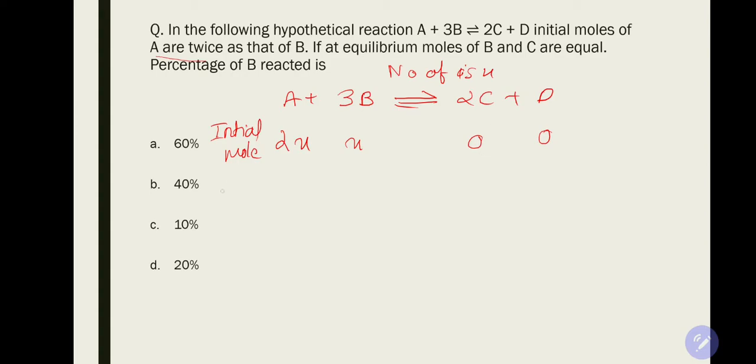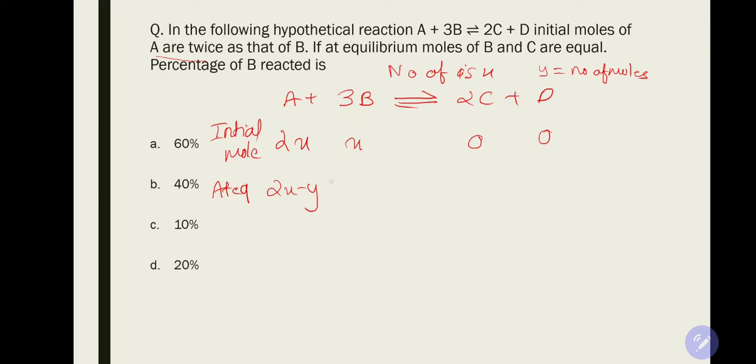Now at equilibrium, what happens? At equilibrium, let Y be the number of moles decreased. Moles of reactant decrease, so moles of product will increase. So what can we write here? It is 2X minus Y, right? The number of moles decreases, so that is 2X minus Y.